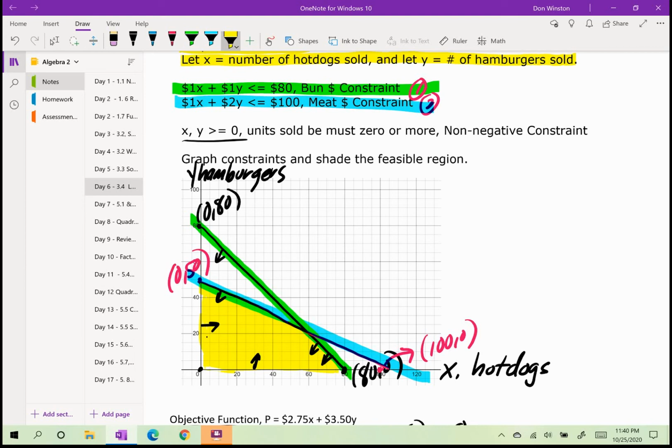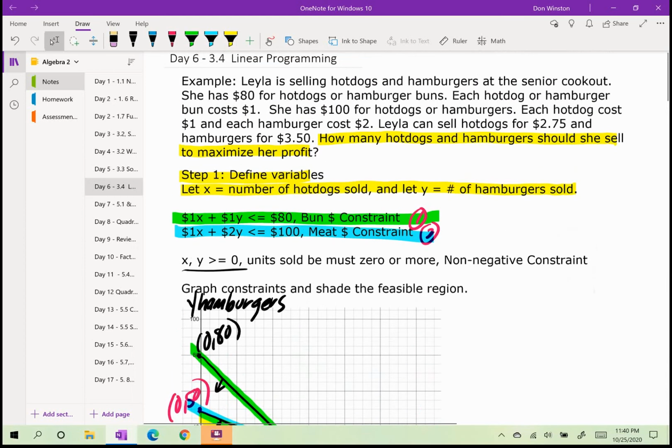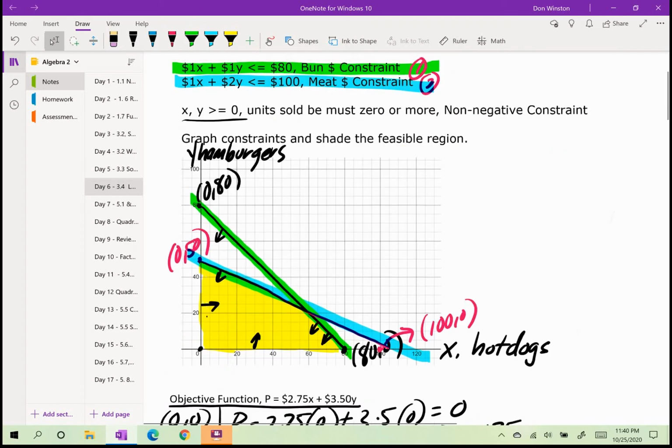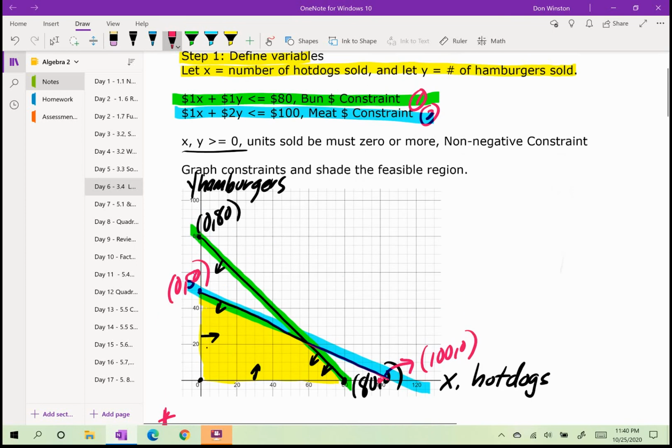All right, so we graph the feasible region for those constraints. Now, she wants to maximize the number of hot dogs and hamburgers she can sell. And so the objective function here is she wants to maximize her profit, if you will. Her objective function: each hot dog she can sell for $2.75, and each hamburger she can sell for $3.50. Okay, and that's what the problem said.